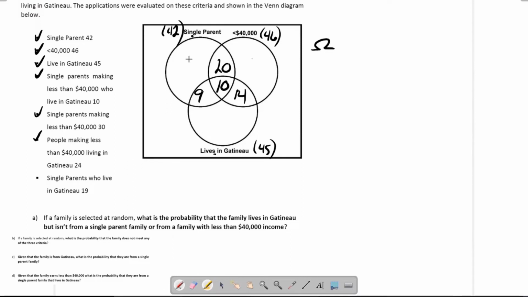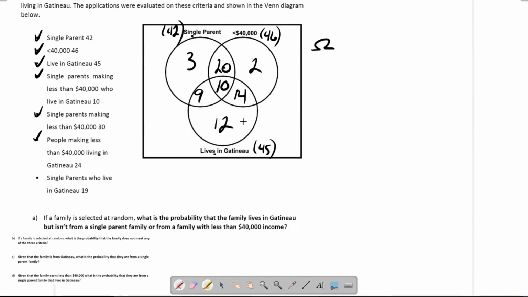So for the first one, we're taking 42 minus 20 minus 10 minus 9, and we end up with 3. We have 46 minus 20 minus 10 minus 14 leaves us with 2, and 45 minus 9 minus 10 minus 14 leaves us with 12.